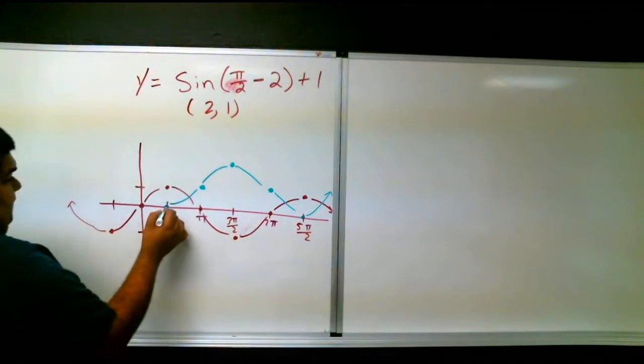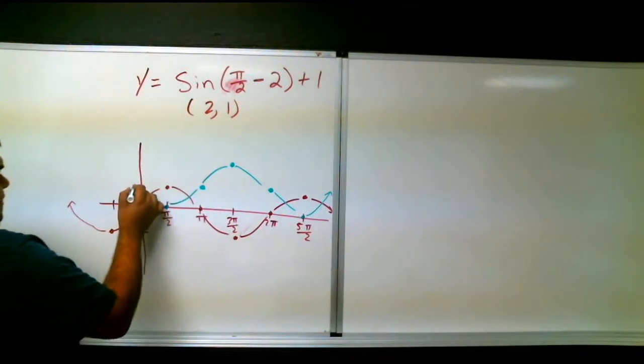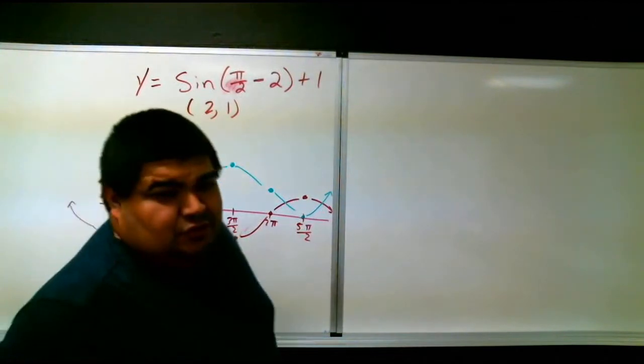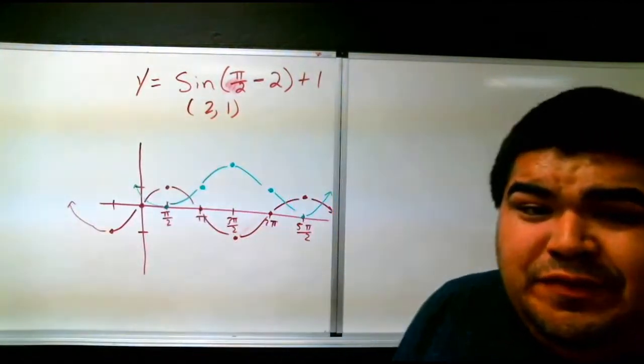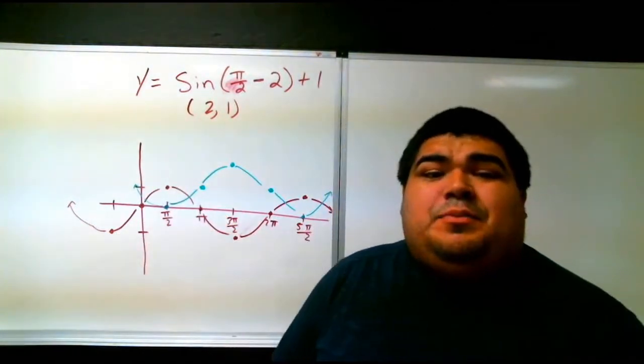Since this is the negative 1, the other one's going to go up. So the green is our shifted graph. Our maroon is our parent graph.